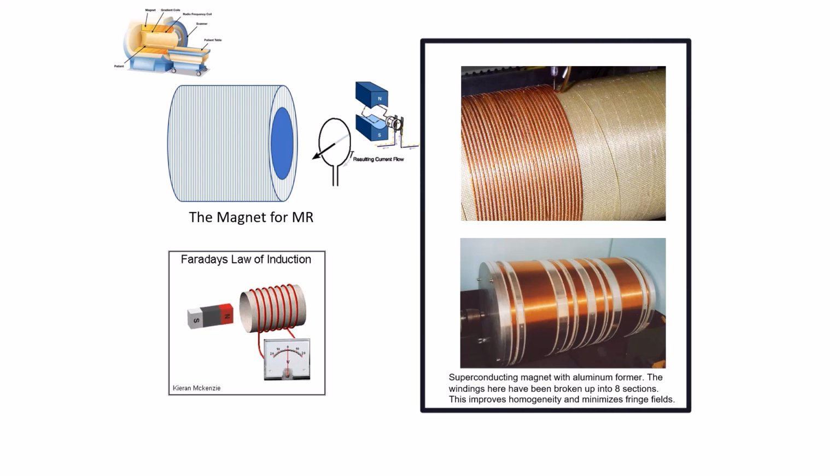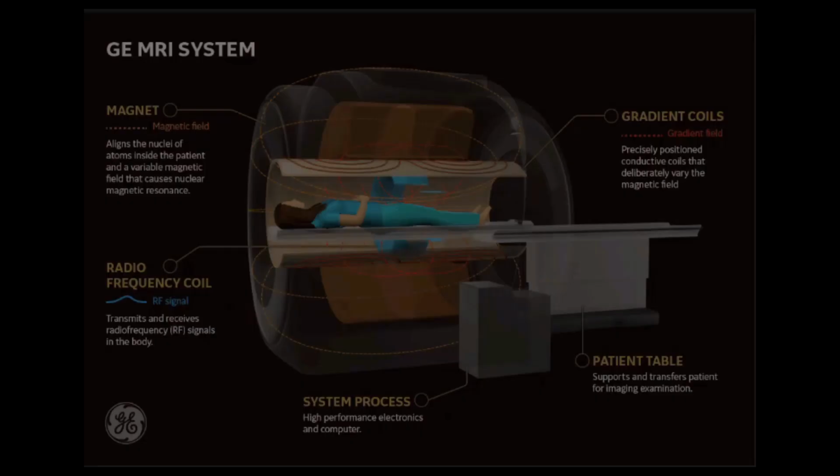Next, we see pictures of a superconducting magnet with an aluminum former. The windings here have been broken up into 8 sections. This improves homogeneity and minimizes fringe fields.